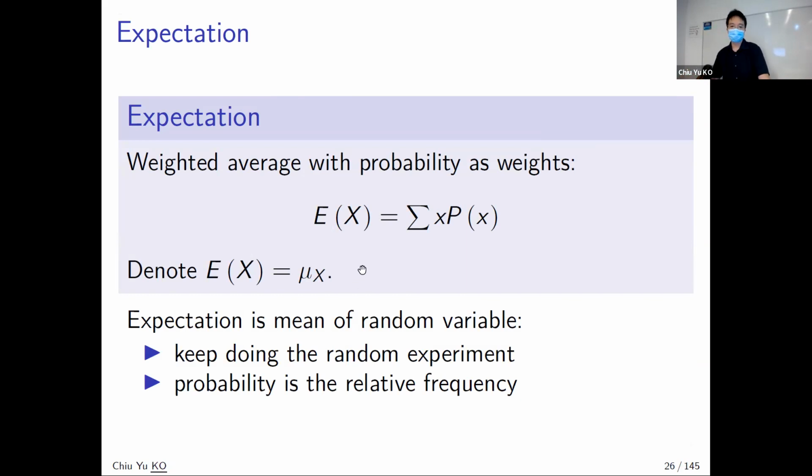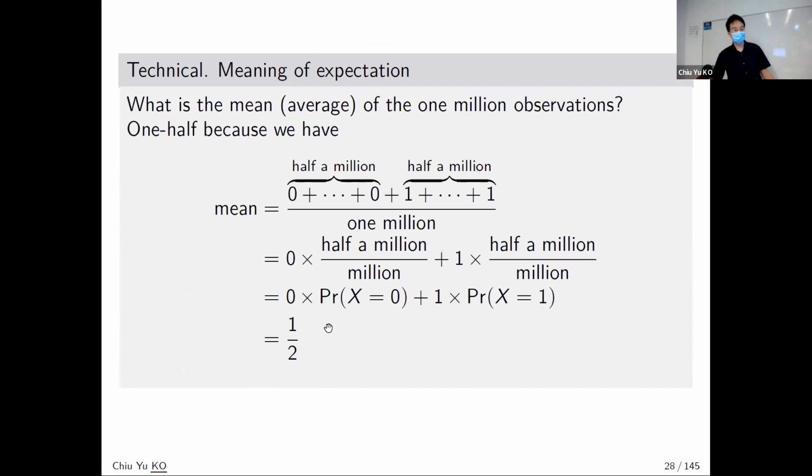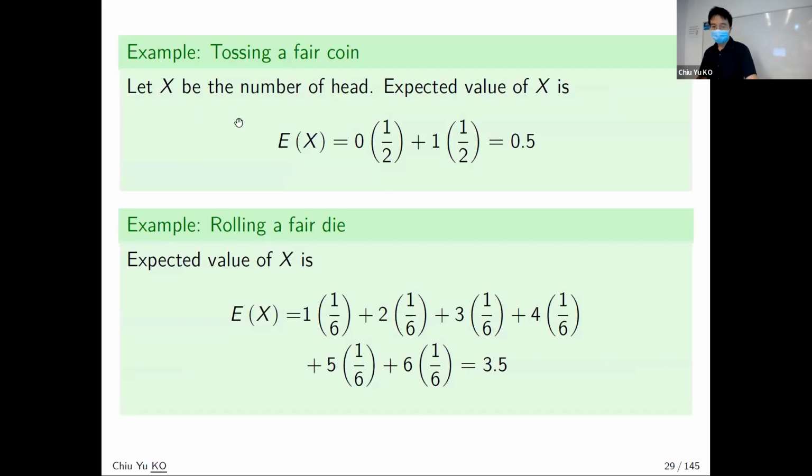So suppose you toss a coin, 0 and 1, representing the number of heads. Half of the time you have the head, half the time the tail. Suppose you have 1 million tosses, half a million will be heads, half a million will be 1. So how many tails? That means if you record it as a random variable, half a million is 1, half a million is 0, and you take the average of these observations, considering them a data set, then we actually get half. So that is the idea of the mean, what we call expectation. And that's how you calculate it.